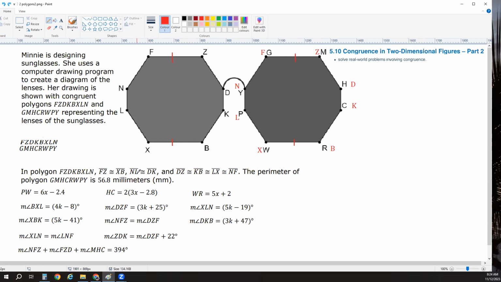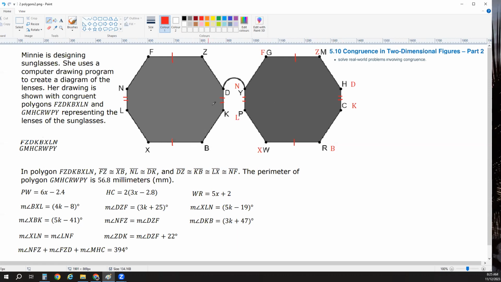Okay, NL is congruent to BK, so this will be a double line. NL is with PY, or YP, whichever way you want to look at it. So these lines are all the same. Those are all congruent, which is helpful to know.